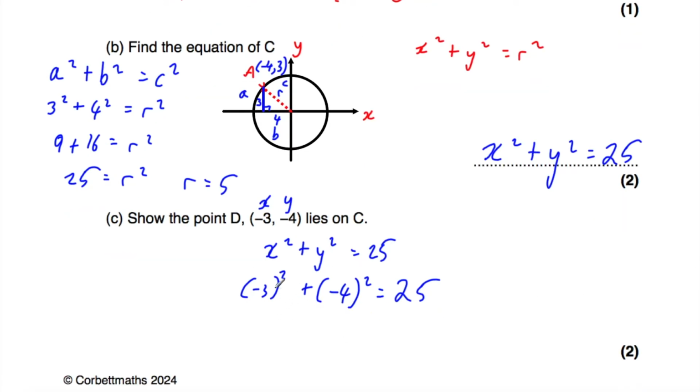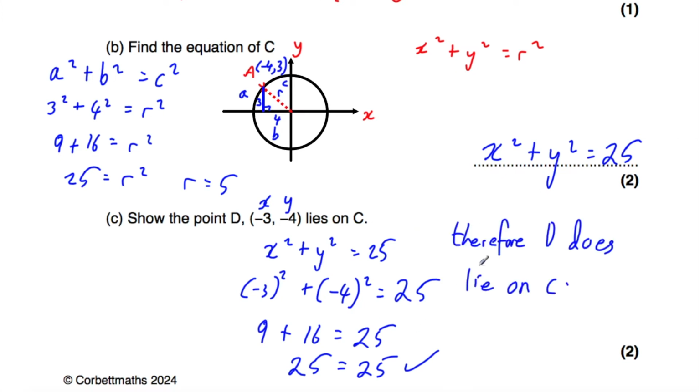Now let's work this out. -3 squared, that's -3 times -3, which is 9, because a negative times a negative is a positive, plus -4 times -4 is 16, and that should hopefully be equal to 25. Let's just check it. 9 plus 16 is 25, so we get 25 is equal to 25. So that's fantastic. So this point does satisfy the equation. So let's write that down. And that's it. I've just written, therefore, D does lie on C. Okay, let's have a look at our next question.